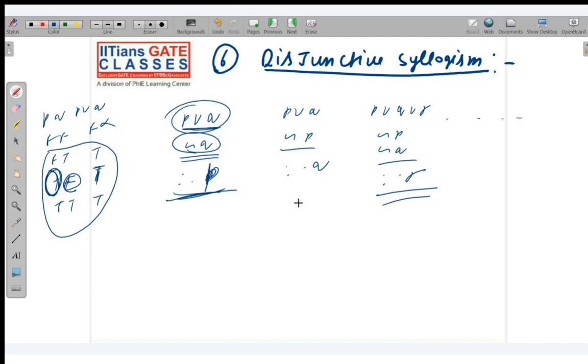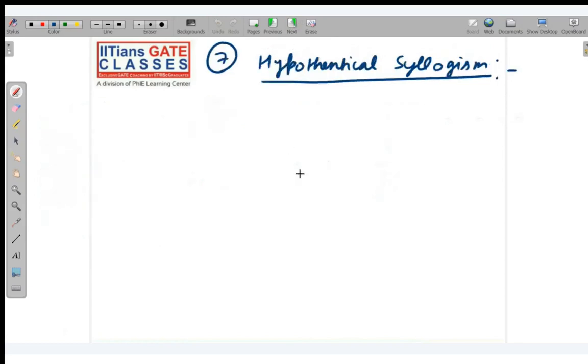Okay. So I'm not going into examples and all, it will simply waste our time. It's really very easy. I think you have got it. Let me jump to the next slide. And these are, I think, making sense to everyone. These are very simple scenarios. Next is hypothetical syllogism.